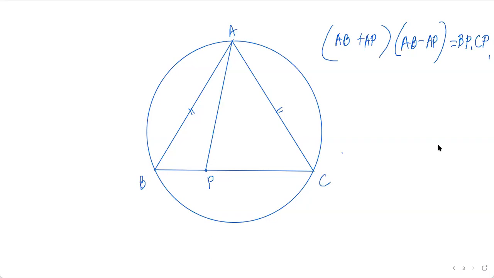Is AP equal to AC? AB equals AC, and P is any point on BC.